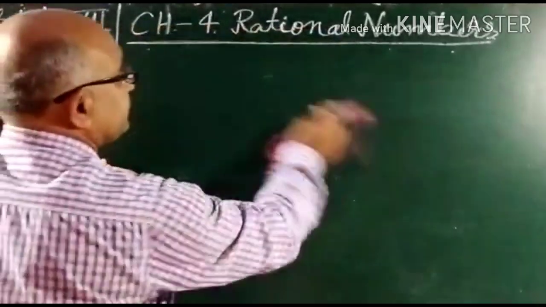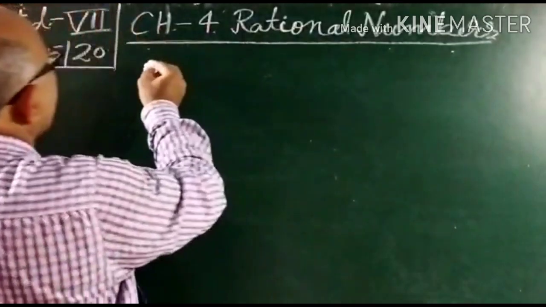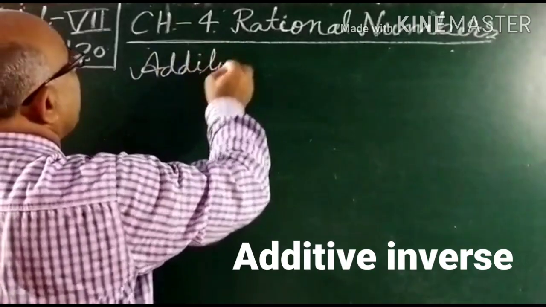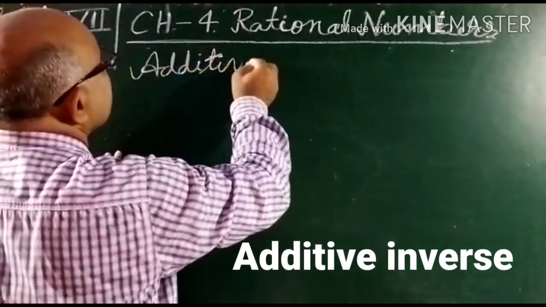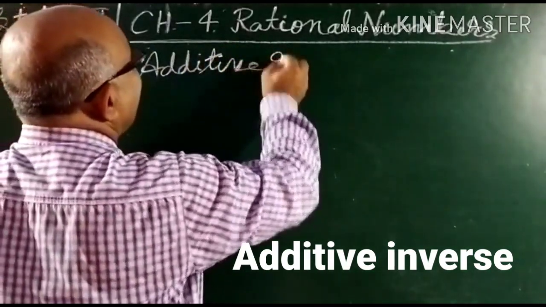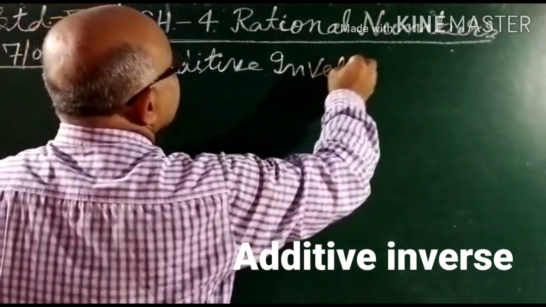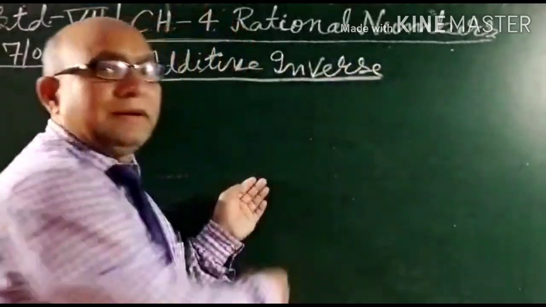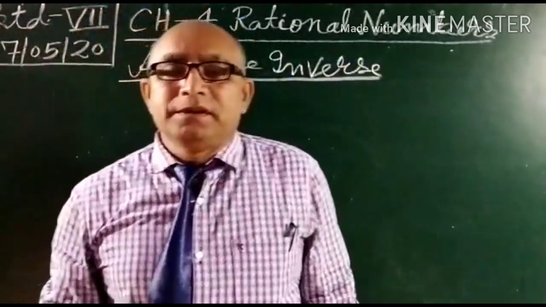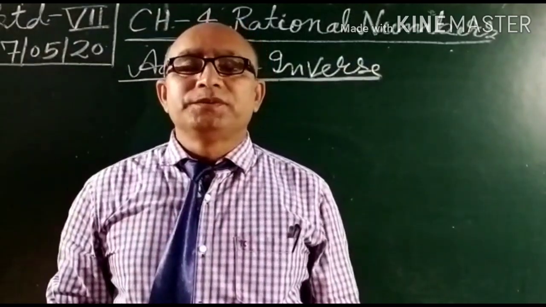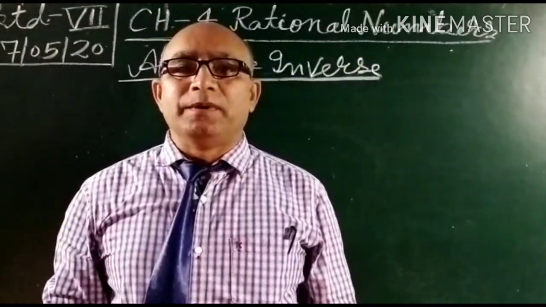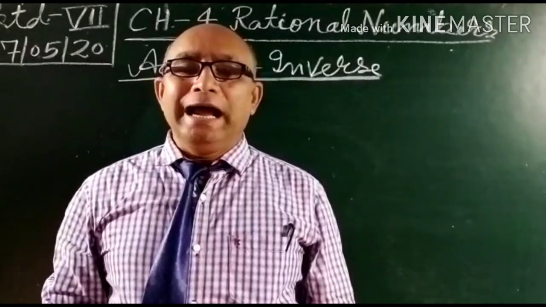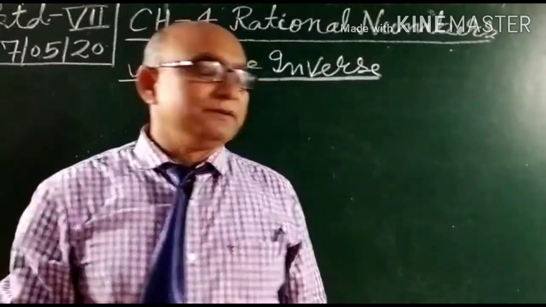Now, one more thing: additive inverse. The additive inverse of a rational number. Students, if the sum of two rational numbers is 0, then they are called the additive inverse of each other.